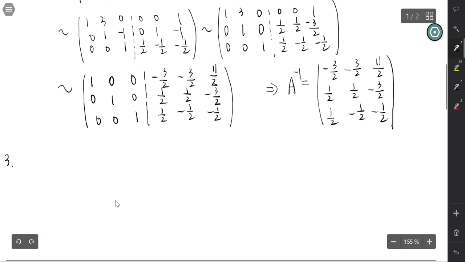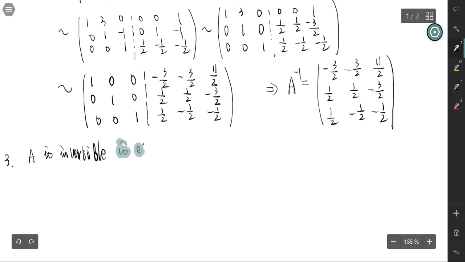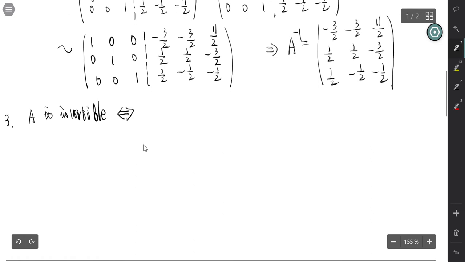The second problem is related to when a matrix is invertible. A is invertible is equivalent to some conditions. That's equivalent to the first one. First one is Ax equals 0 has only trivial solution.